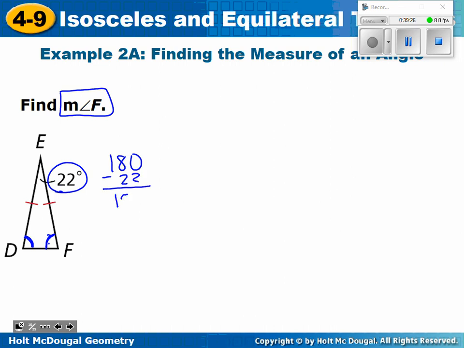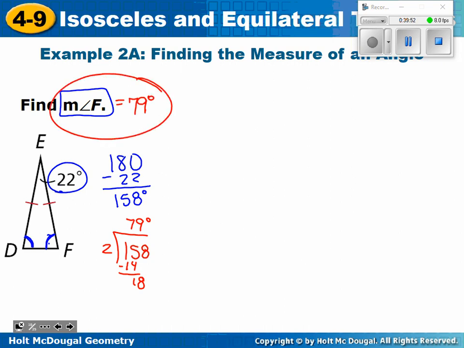That leaves us with 158 degrees. And if we know that D and F are the same, and together they're 158, what do we do? Just divide by 2. So 158 divided by 2 gives us what? 79 degrees. Very good. So the measure of angle F would be 79 degrees. And again, that was using the isosceles triangle theorem. If the sides are congruent, the base angles are congruent. The converse is, if the base angles are congruent, then the sides are congruent.